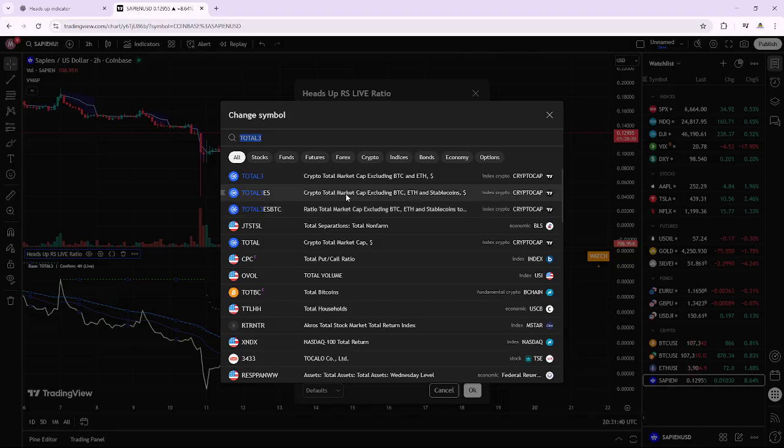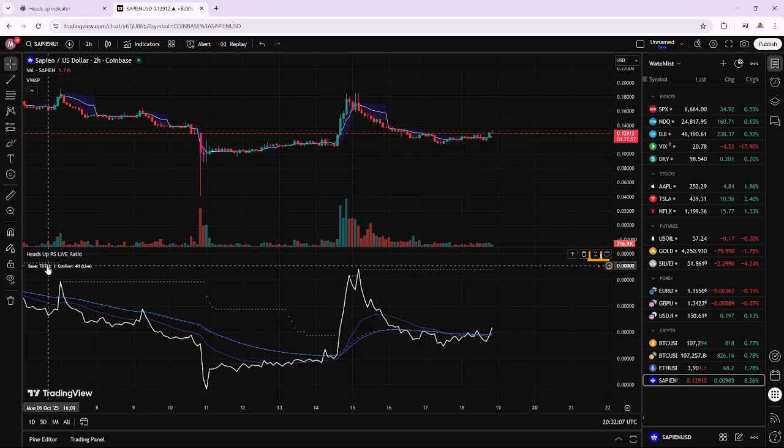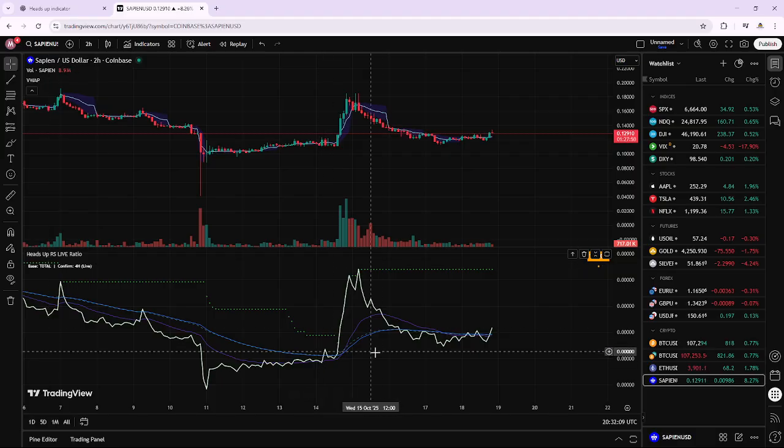And we've got total market cap excluding Bitcoin, Ethereum, and stable coins. We've got the ratio of total market cap excluding Bitcoin, Ethereum, and stable coins to BTC. Yeah, total crypto market cap. I would say what you really want in this is either Bitcoin or the total crypto market cap. They're the two most accurate bases that you can use if you're trading crypto. And there you go. So that's basically what you're looking at.